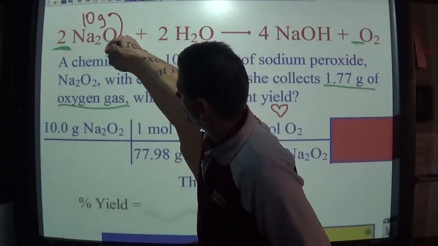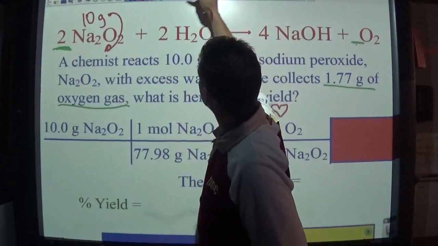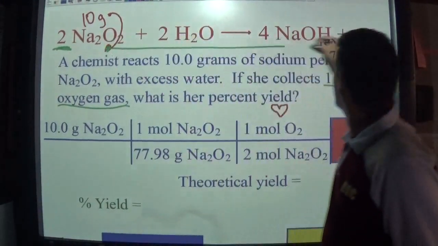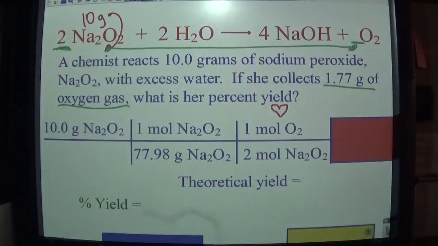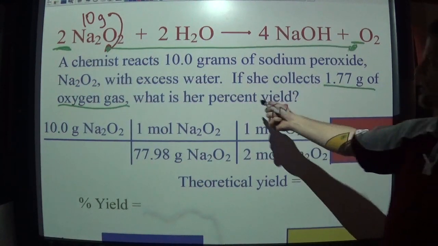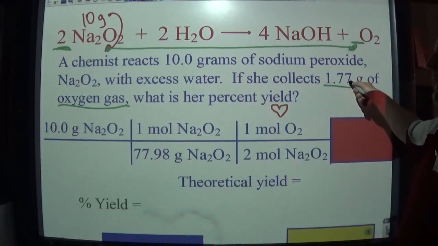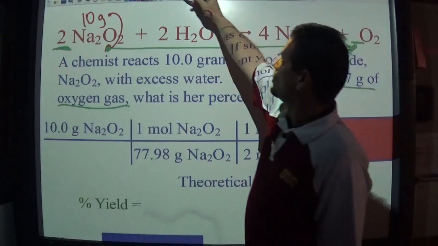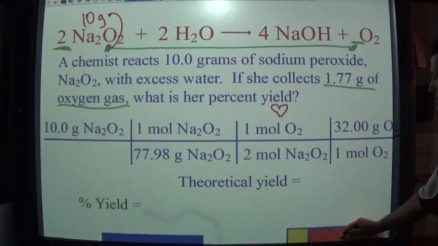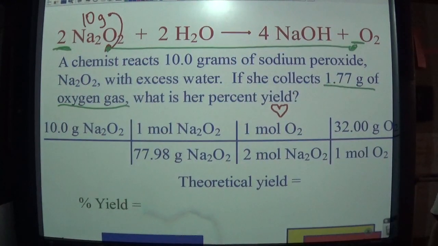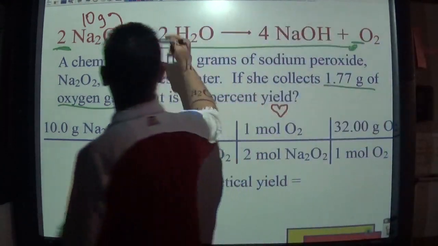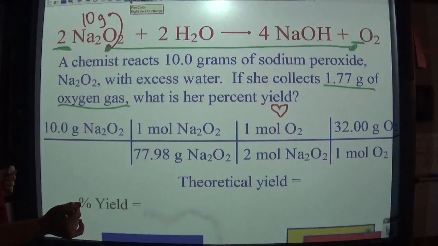This allows us to move from here to here. Now I know if I stopped there, this is how many moles of oxygen I produced. But notice we don't care about moles. We want to know percent yield ultimately. So I need to know how many grams this is to compare grams of oxygen. So the last step is to convert from moles of oxygen back into grams by multiplying by the molar mass of 32 grams.